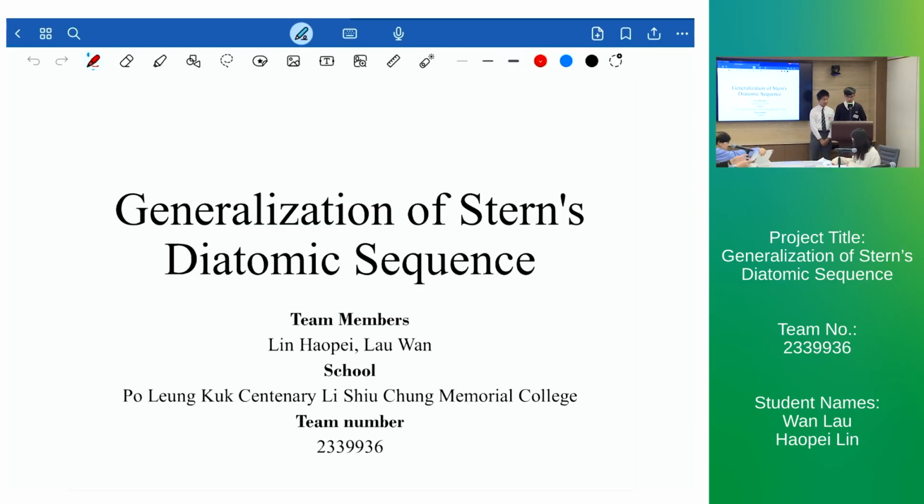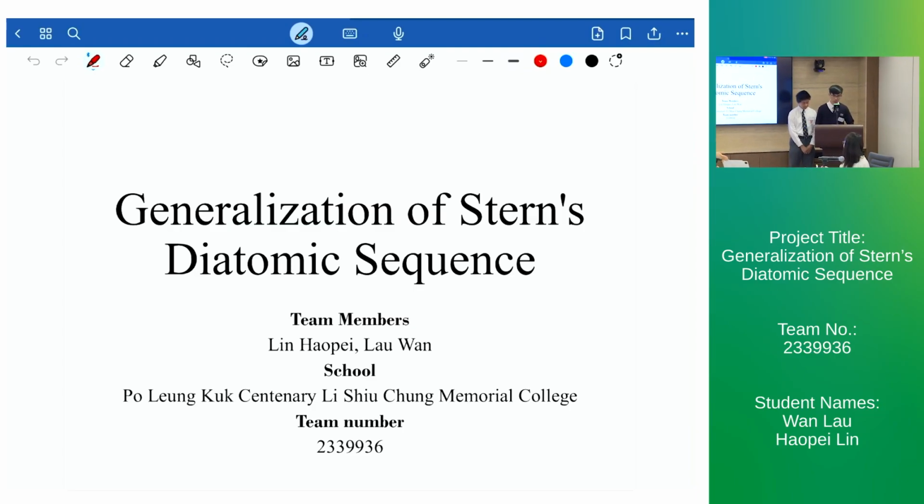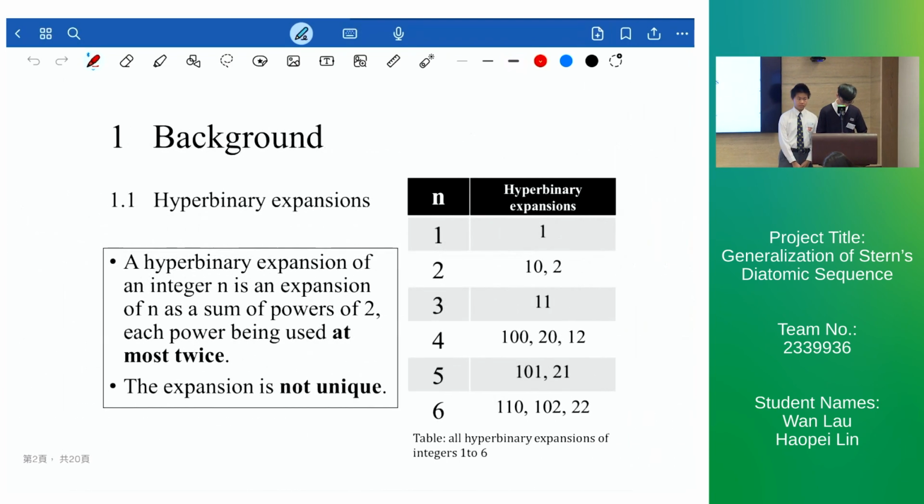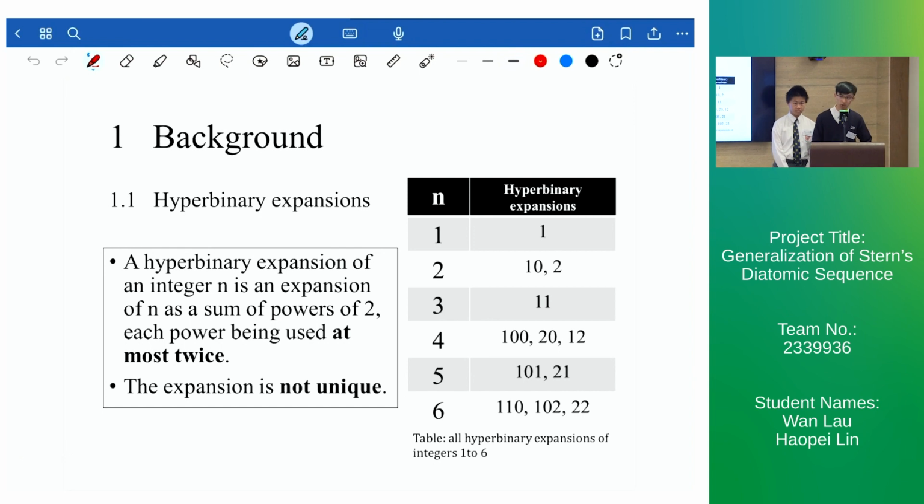Good morning, everyone. Today, we would like to report the results of our research, Generalization of Stern's Diatomic Sequence. First of all, let me introduce some background knowledge.